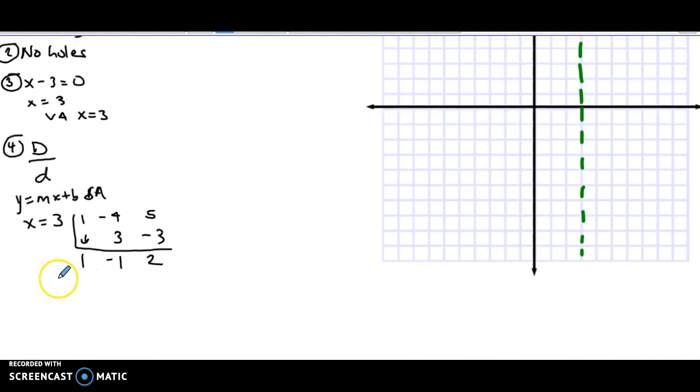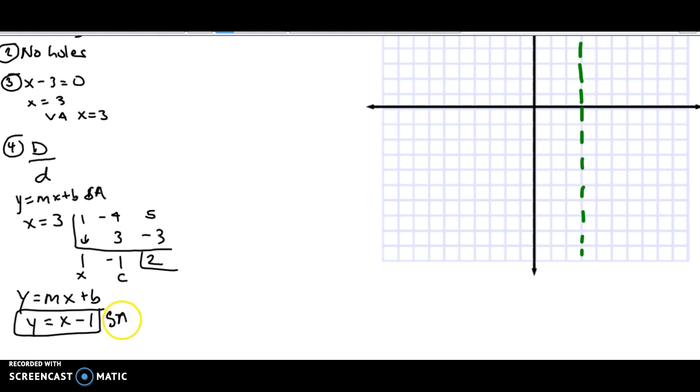So our actual equation, remember that this is now x and this is our constant, and this will be classified as our remainder. We have y equals mx plus b, which is y equals x minus 1. Right, so we have our slant asymptote equation, which gives us y equals x minus 1.